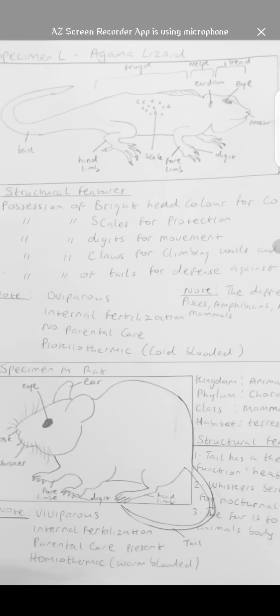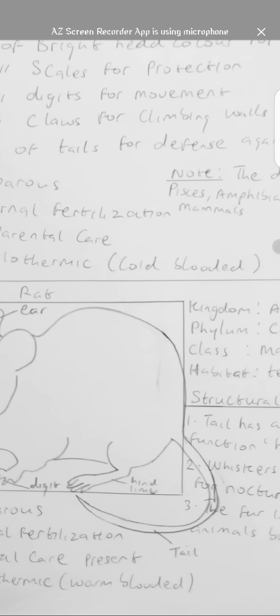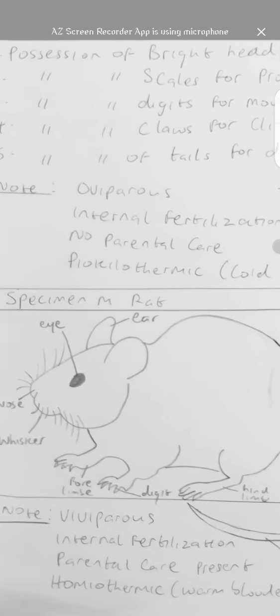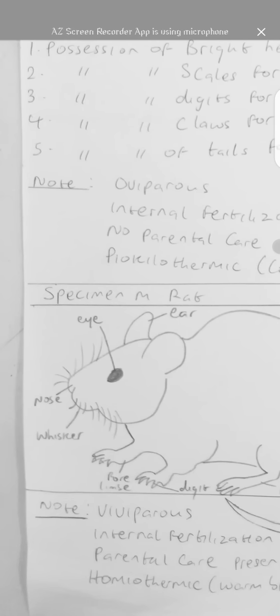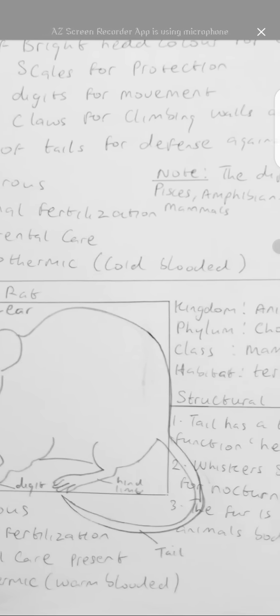Okay, so let's move to the next one. Specimen M, that's the rat. This is how you draw a rat, but don't draw it outside the box. So we have the eye, the ear, the nose, the whiskers, the forelimb, the hind limb, and the tail.